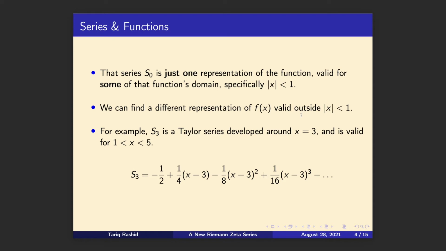Let's look at one example. This Taylor series is another one developed from the same function f, 1 over 1 minus x, but this time it's not developed around x is 0, it's developed around x is 3. And its region of convergence, its radius of convergence, is between 1 and 5. So it's a different domain that it's valid for.